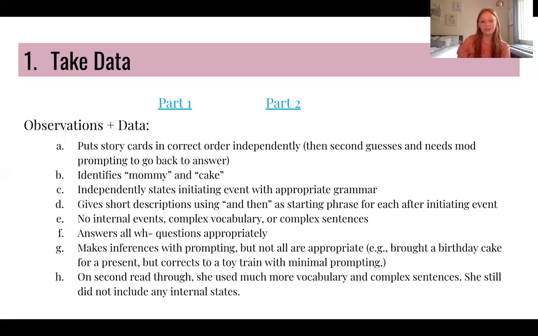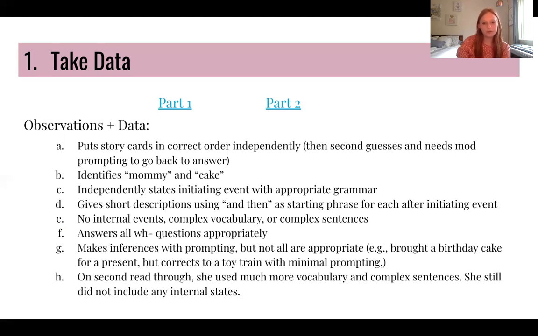The second one is that she was able to identify both mommy and cake. The third one is that she independently states an initiating event with appropriate grammar. That means that whatever started the whole thing, in this case, it was going to the party, she was able to use that with appropriate story grammar.